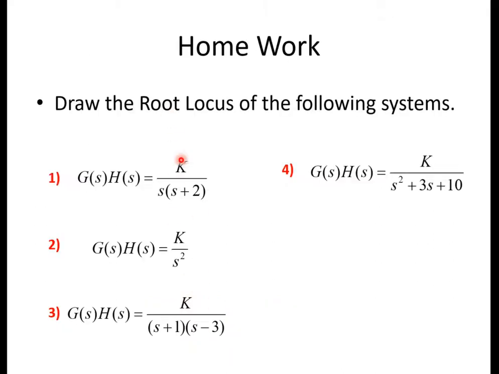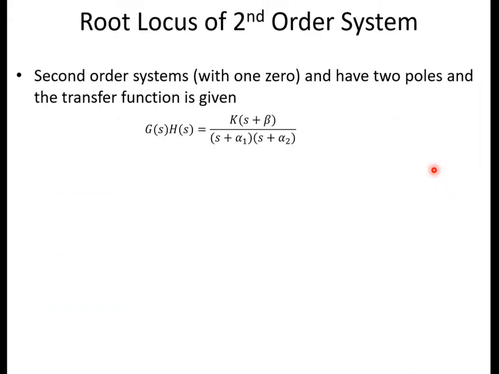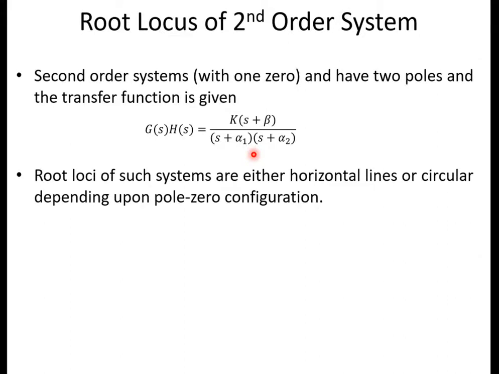So please try to do these. These are the same, like S into S plus 2 without a 0, and having 2 poles means the characteristic equation will be of second order. And the root locus of the second order system with 1 zero, that is K into s plus beta by s plus alpha 1 into s plus alpha 2, such systems give either horizontal lines or a circle also. It can be a circle also. We have done an example in the class.